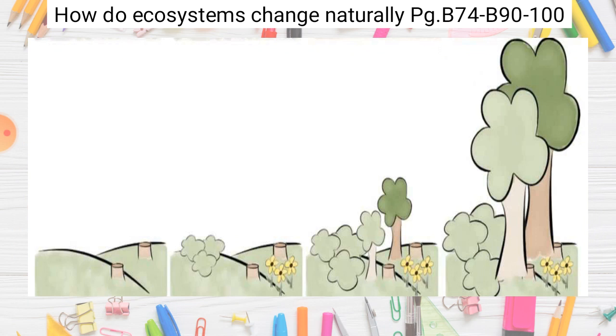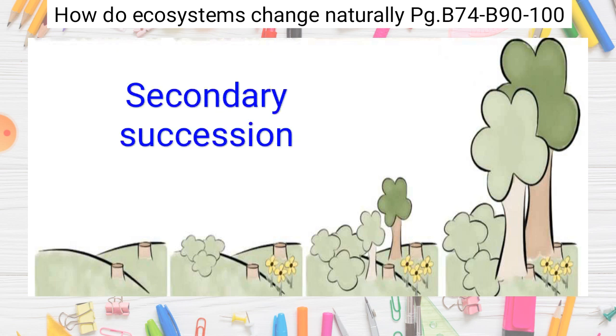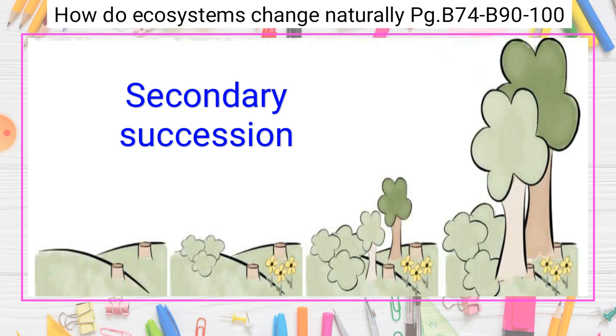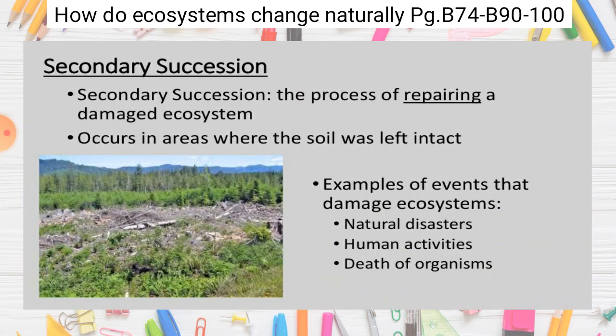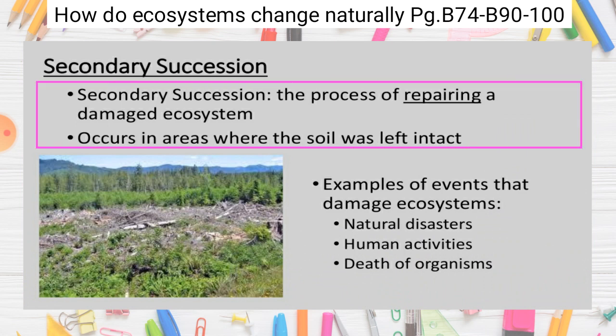The other way an ecosystem can change is secondary succession. Copy on your notebook. What is secondary succession? It is the process of repairing a damaged ecosystem. This occurs in areas where the soil was left intact.